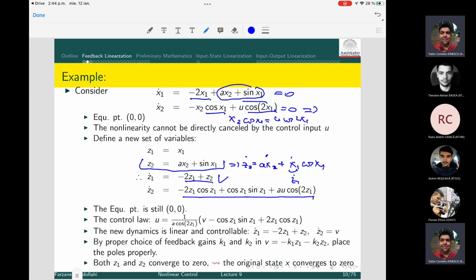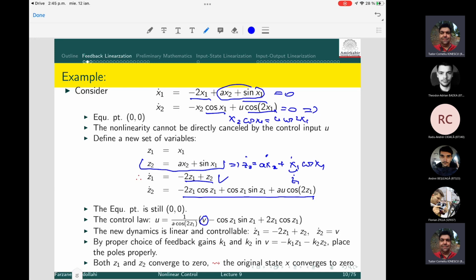You have the same equilibrium at 0, 0. That's not changing because this is a coordinate transformation. Coordinate transformation is just changing the geometry, it is not changing the equilibrium points. And now, because you have this in some sort of, let's say, controller canonical form, here it's easy to pick the control law. Essentially, you pick U, everything that's canceling the second equation, plus an additional term.